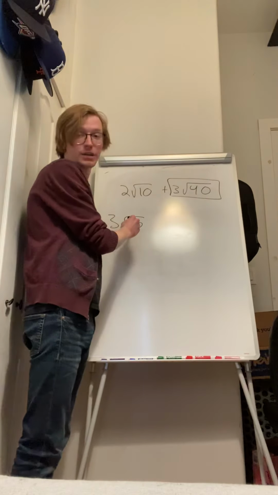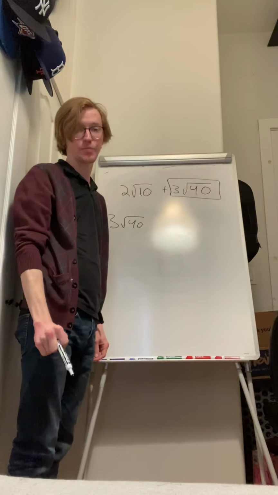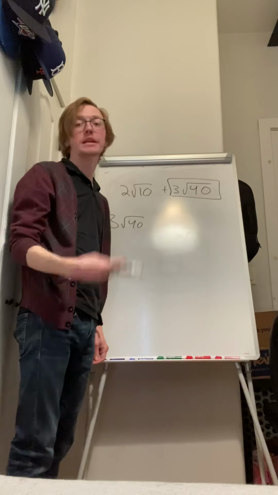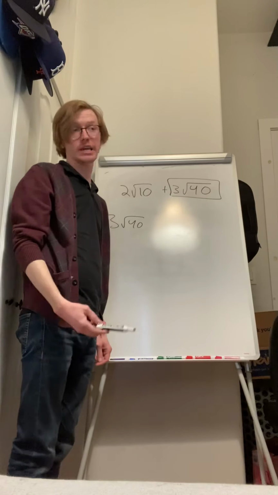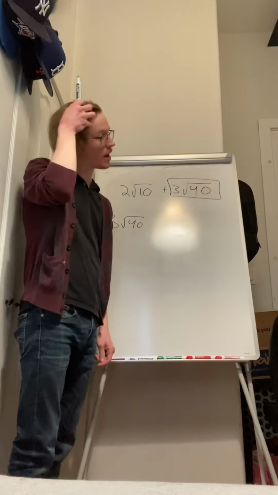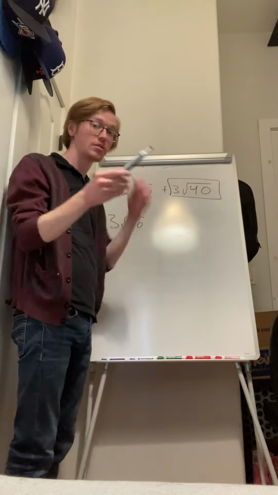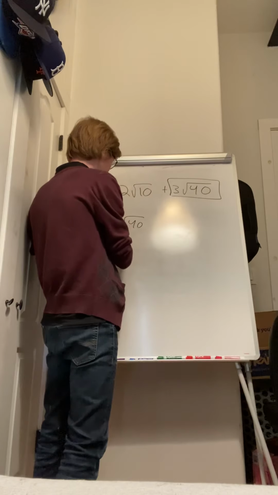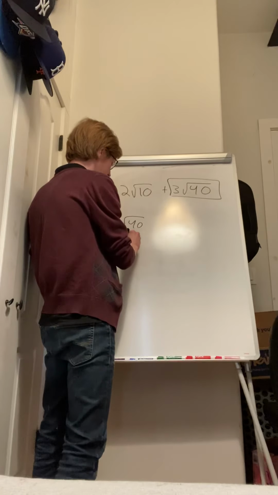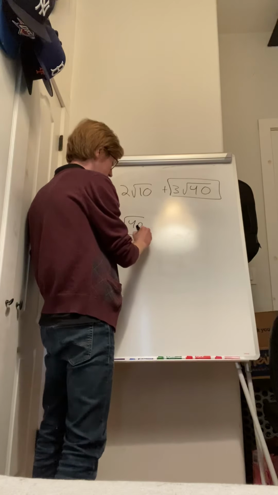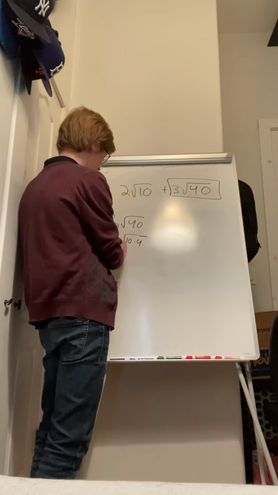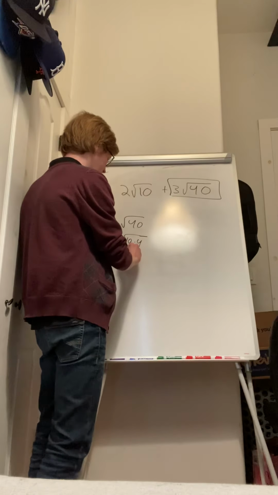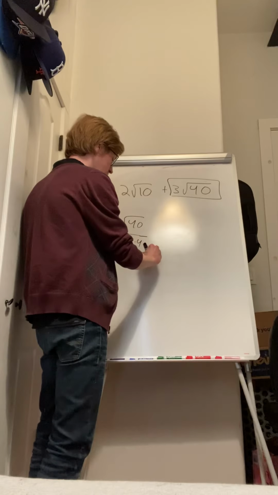So, for 3 square roots of 40, what are 2 factors you can multiply to get 40? Well, my mind immediately goes to 4 and 10. It could also go to 8 and 5. But I'm going to go 4 and 10 for simplicity's sake. So we can rewrite this as 3 times the square root of 10 times 4. And that's the same as 3 times the square root of 10 times the square root of 4.